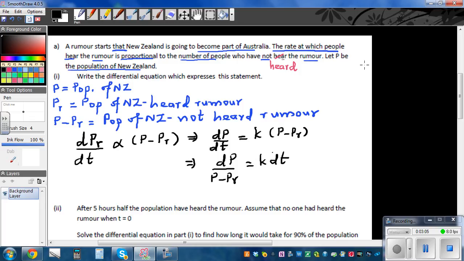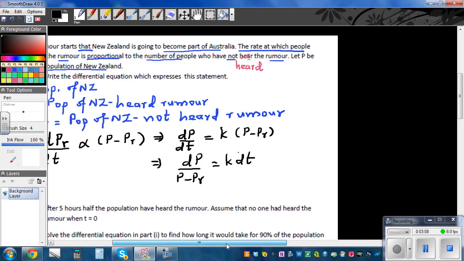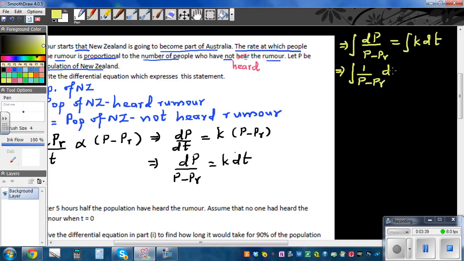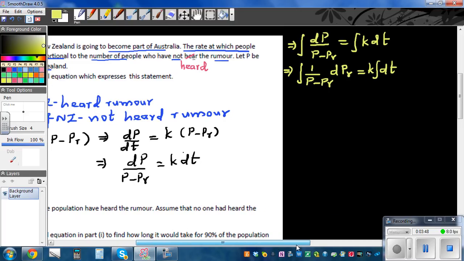So this is same as, so let me write it here. So this implies, you have to use a different color. So this implies, if you integrate both sides, integration of dp by p minus pr is equal to integration of kdt. So simplifying this a little, this implies, integration of 1 over P minus PR DPR is equal to K times integration of DT. So here you're integrating both sides.